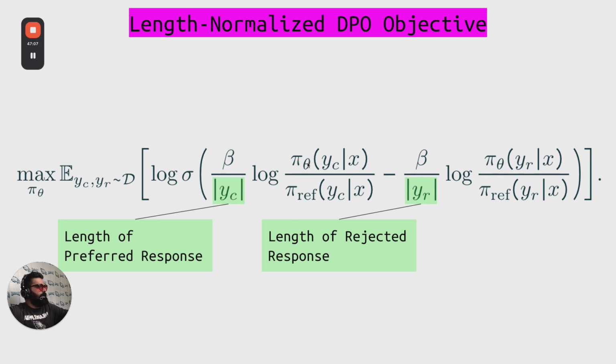which is this pi theta, is the model being trained, pi reference is the reference model, which is your SFT model, and you're taking the log of those probabilities and then multiplying it by a beta parameter. And here we're now dividing by the length of the preferred response, which is the C for chosen. And here for the rejected comparison, we're dividing by the length of the rejected response, which is R.